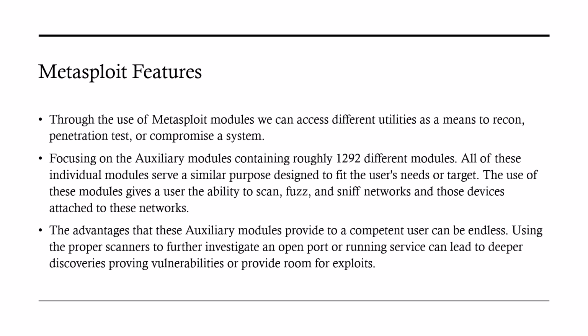Using the auxiliary modules, which contains roughly 1,292 different modules or features, all of these individual modules serve a similar purpose designed to fit the user's needs or target. The use of these modules gives the user the ability to scan, fuzz, and sniff networks, and those devices attached to these networks. The advantages that these auxiliary modules provide to a competent user can be endless. Using the proper scanners to further investigate an open port or running service can lead to deeper discoveries, proving vulnerabilities or provide room for exploits.